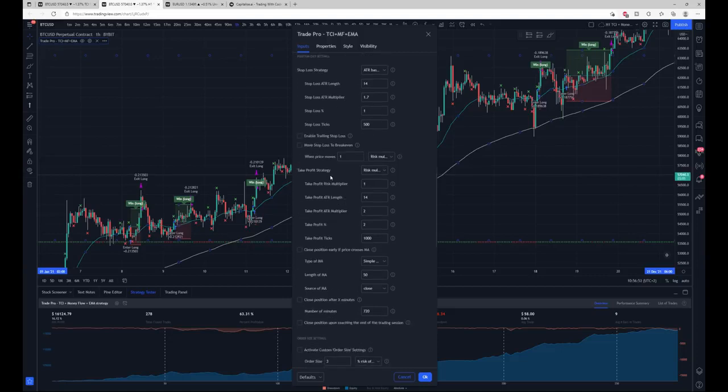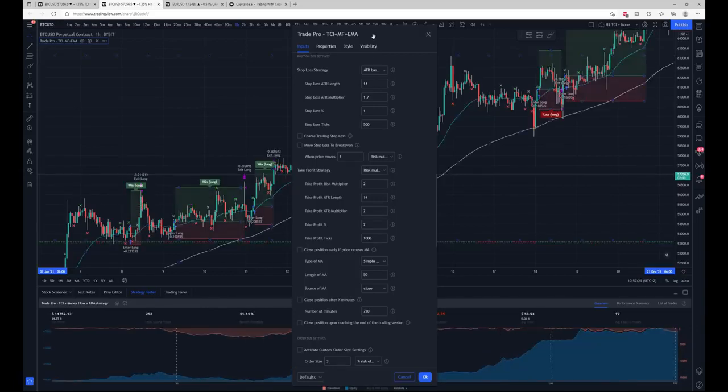Now, for the take profit strategy, you can have it be just a basic risk multiple. So right now I have it using a 1-to-1 risk to reward ratio, or you can change it up and have it be whatever you want, ATR based, percent based, tick based, or whatever risk multiple you want. So if we go to a 1-to-2 risk reward ratio, we'll see that the percent profitable is going to go way down, because obviously now it's using a 1-to-2 risk reward ratio.